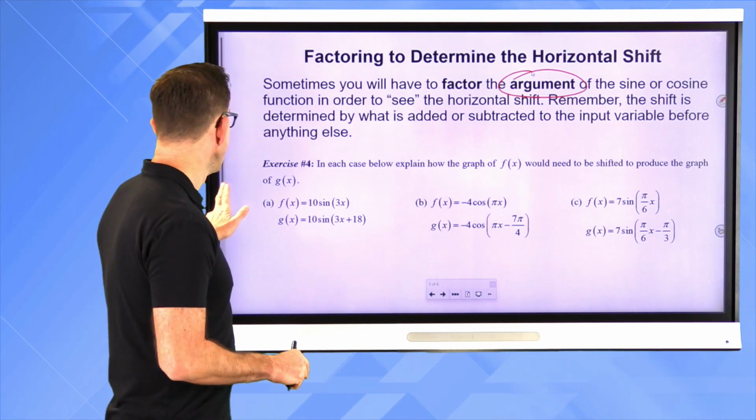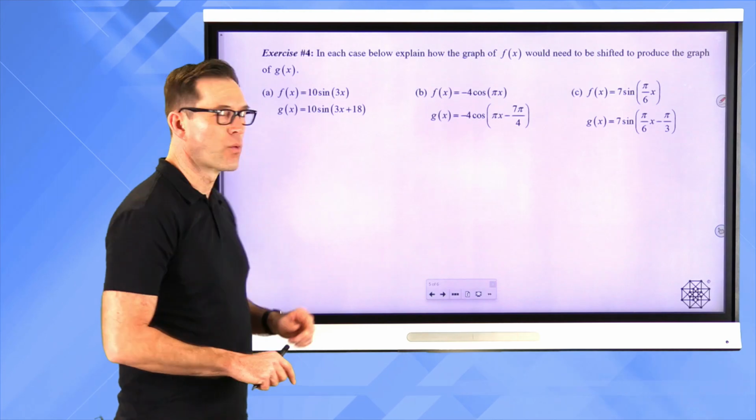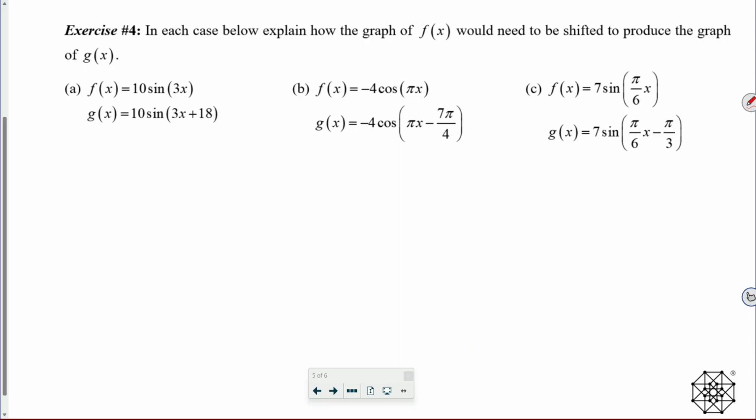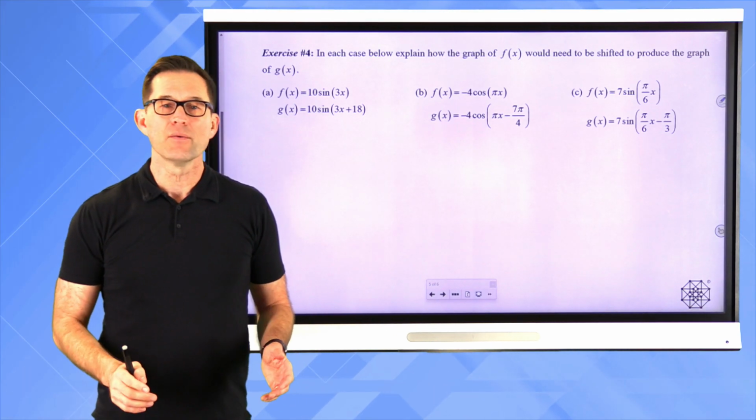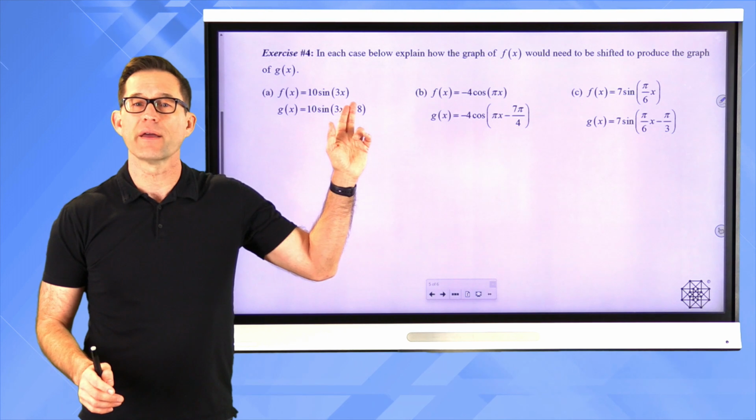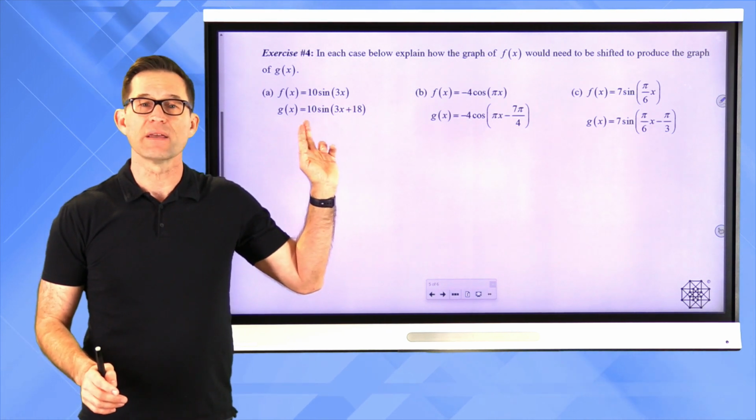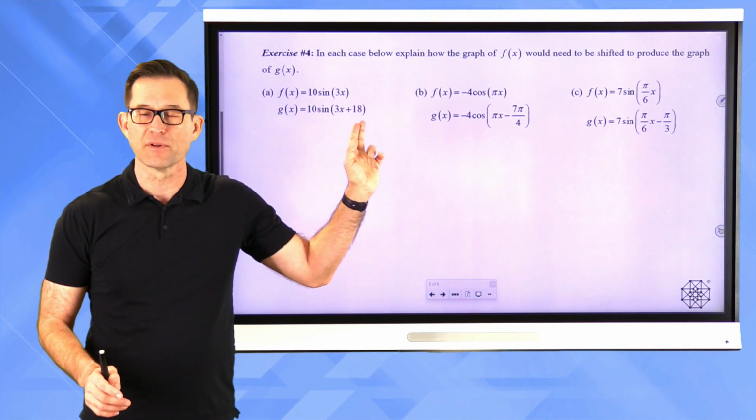All right, so let's take a look at exercise number 4. In each case below, explain how the graph of f of x would need to be shifted to produce the graph of g of x. Let me just switch back to blue really quickly. All right, so in letter A, we've got f of x equals 10 sine 3x, and g of x equals 10 times sine of 3x plus 18.